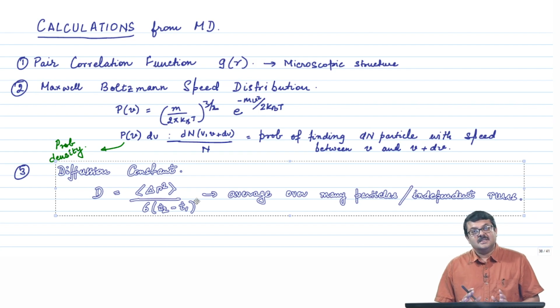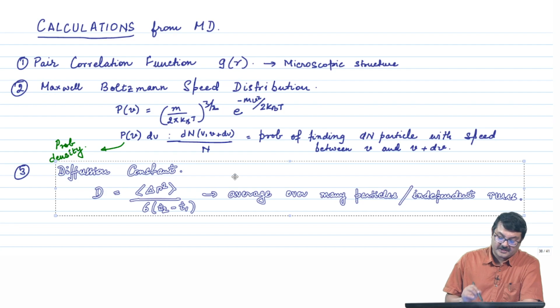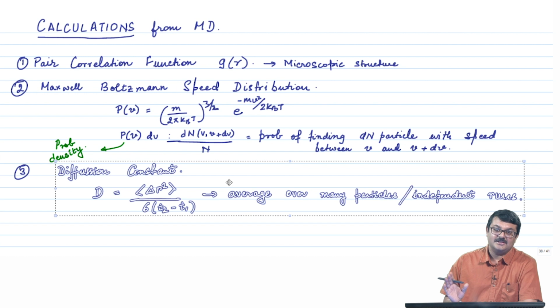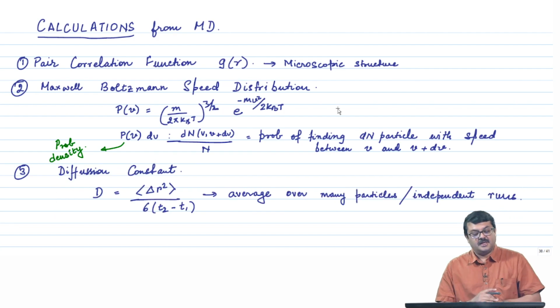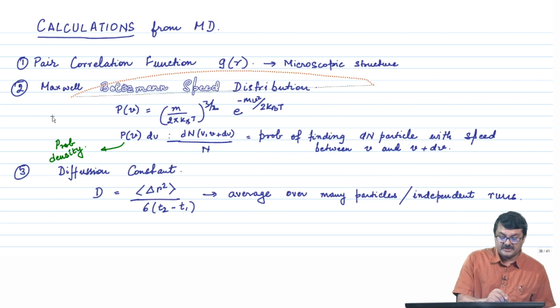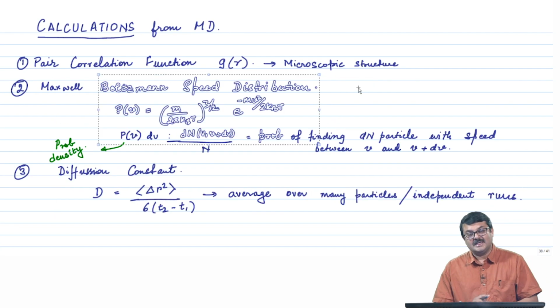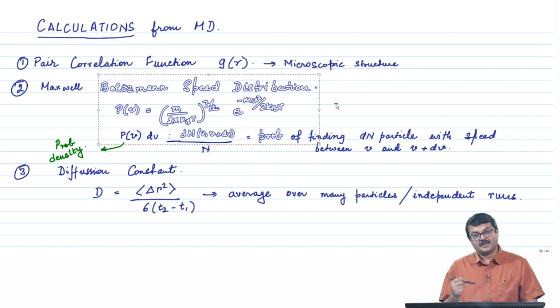But if you average over many particles, then you can have an expectation value. What is the average expectation value? This is a measure of how much you can expect a particle to get displaced due to diffusion, Brownian motion, in time t2 minus t1. Here we are calculating P(v) dv, the Maxwell-Boltzmann distribution. It is basically the number of particles moving with velocity v plus dv, right.